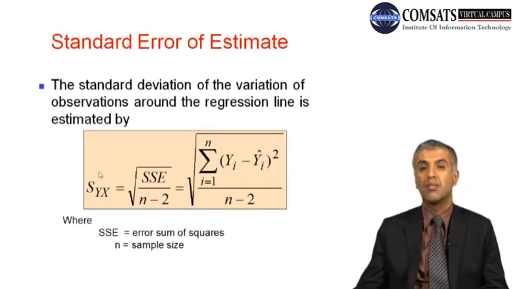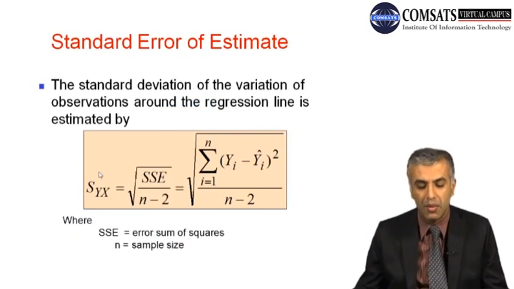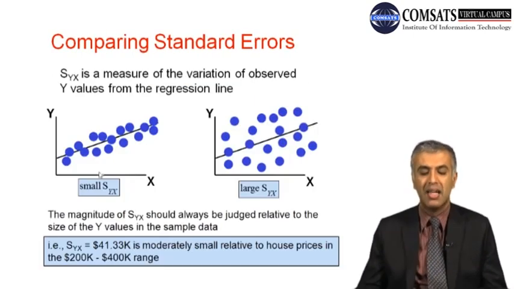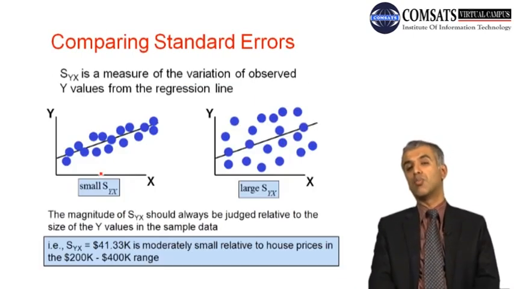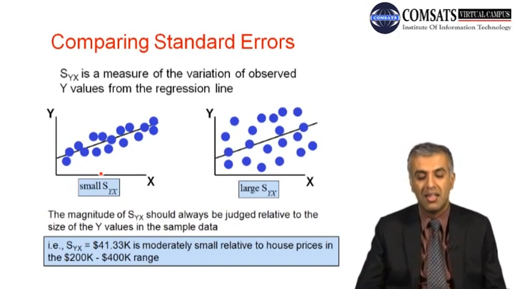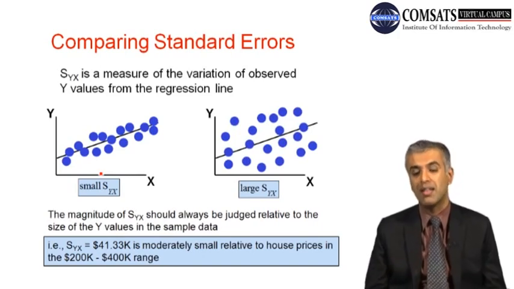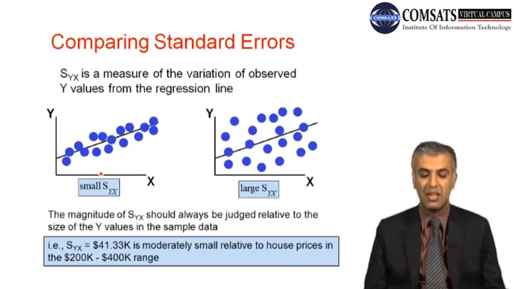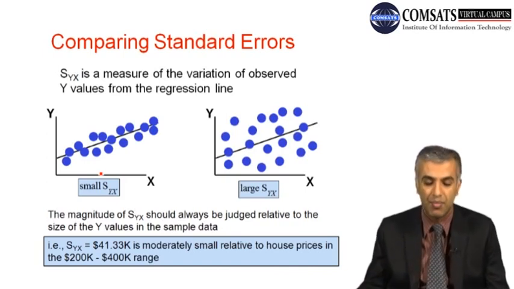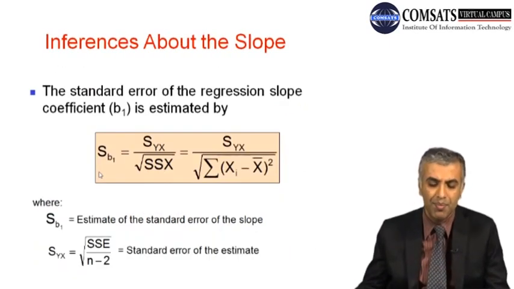Then we discussed the standard error of estimate, what we mean by that, and what a small value of standard error means in a simple linear regression model and its diagram. As you can see here, how it's evident. So how can we compare them?